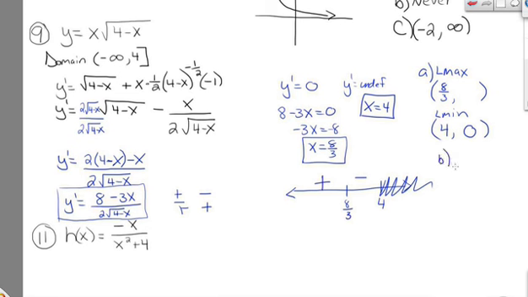Part B, where am I increasing? Negative infinity to 8/3. And part C, where am I decreasing? 8/3 to 4. Alright, that's at 11.5 minutes, so I'm going to stop, and we'll pick things up with number 11 on the next one.